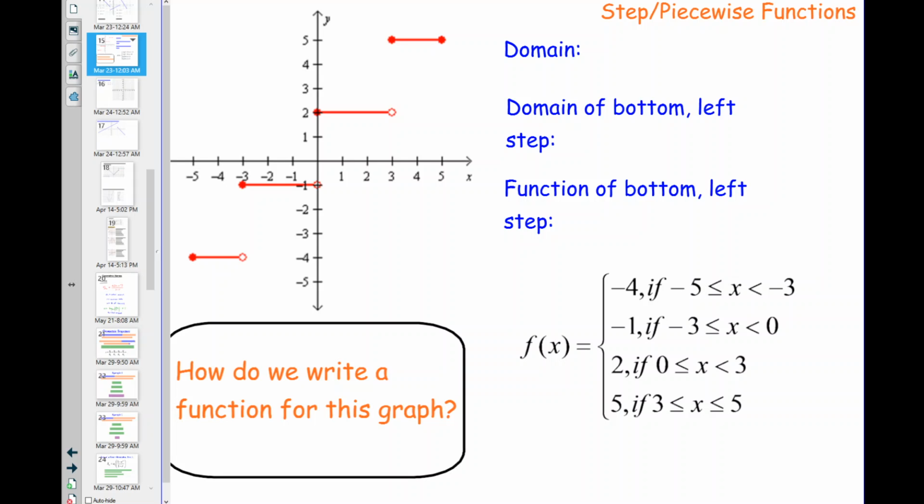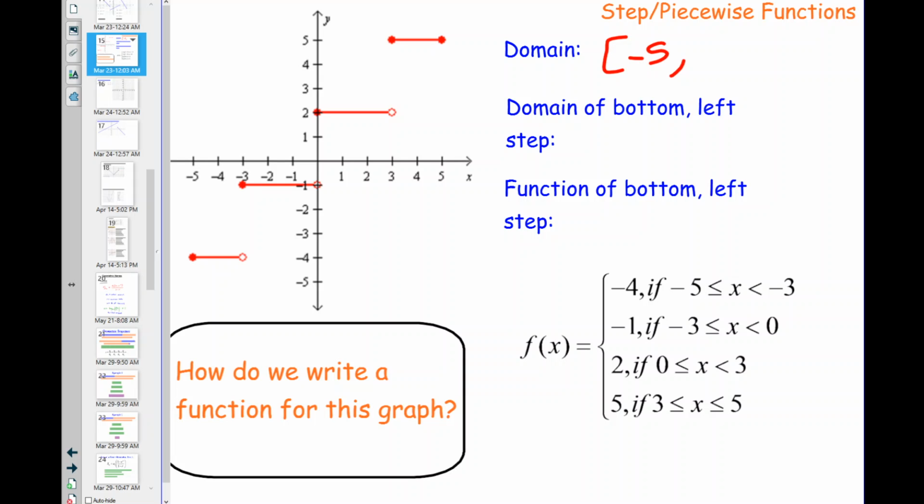What's the domain of this step function? Now, if you're not sure, it's also written here, but I think it's easier to look at just the graph. What is the domain of that step function? How far left do we go? Negative 5, and it's inclusive because we do touch negative 5.